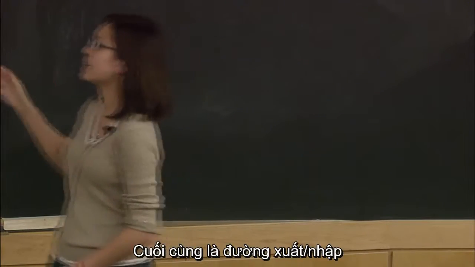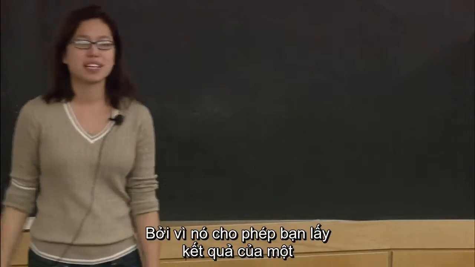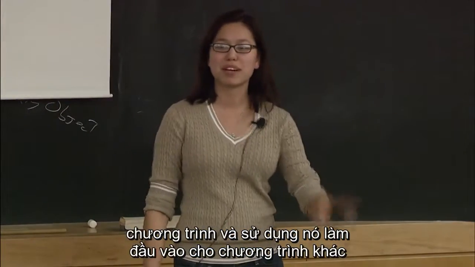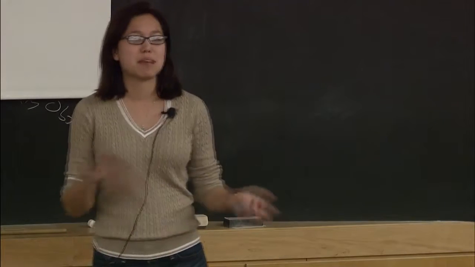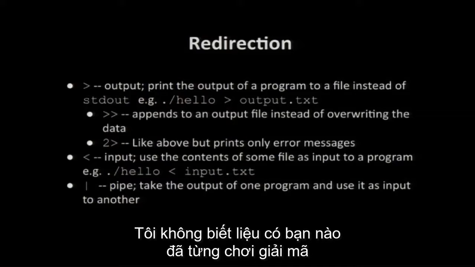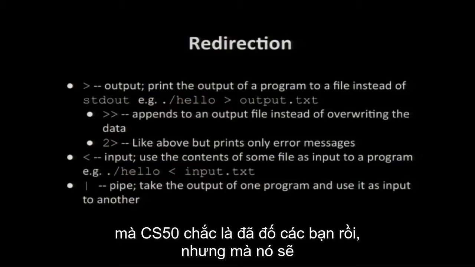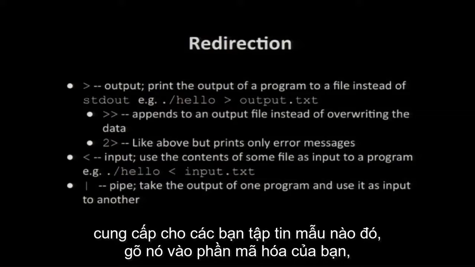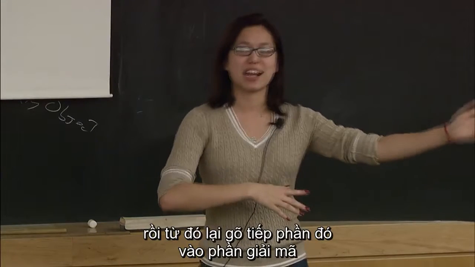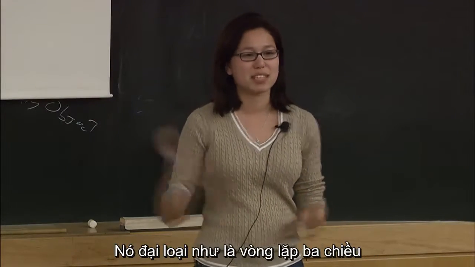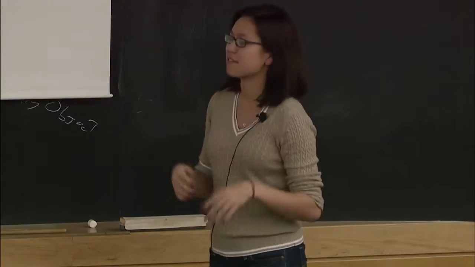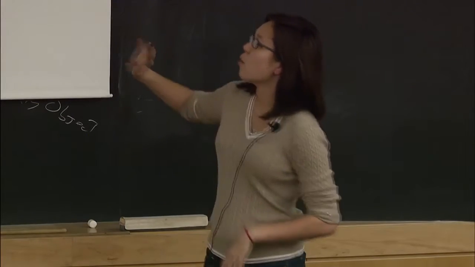And then the last one is pipe. This one's pretty cool because it allows you to take the output of one program and put it as input to another program. I don't know if any of you played with the decipher that CS50 might have given you, but it would allow you to take some sample file, pipe it into your encryption, and then from there, pipe that into your decryption to make sure it turned out the same. So it's kind of a three-way loop, taking one program.